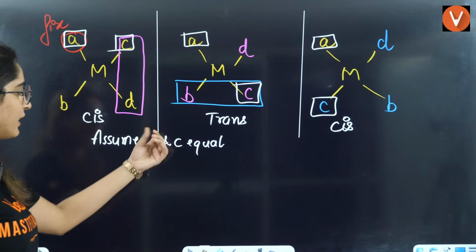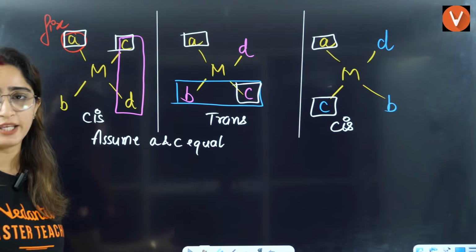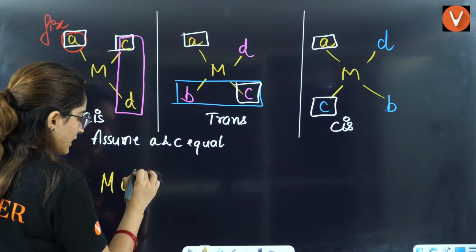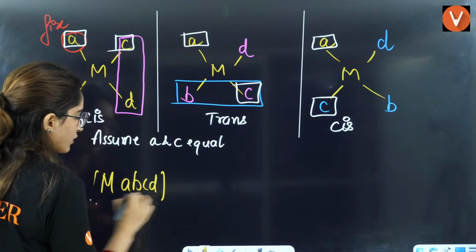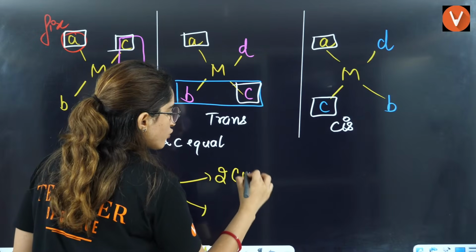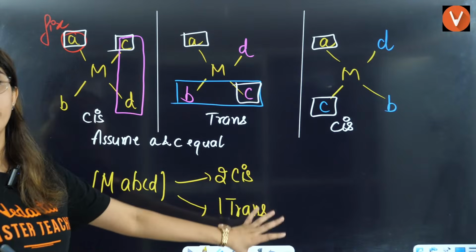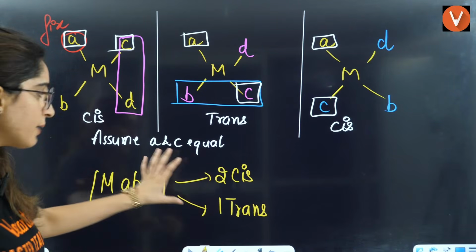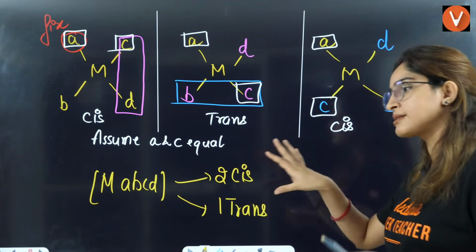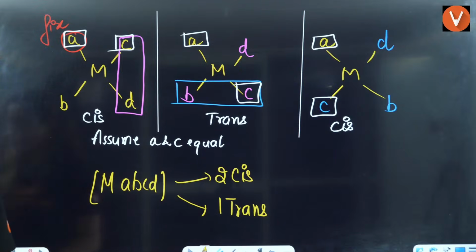No matter whether you take A and D equal, C and D equal, or B and D equal, any two you take equal, always and always for M A B C D, you are going to have three isomers, out of which two will be cis and one will be trans. This is a direct question that can be asked to you. Whatever you take equal, it is always going to be two cis and one trans.